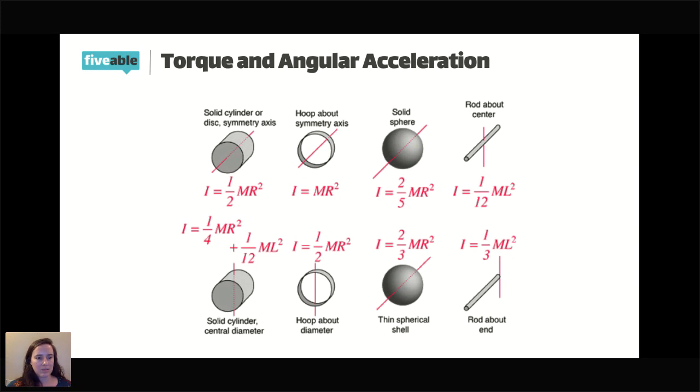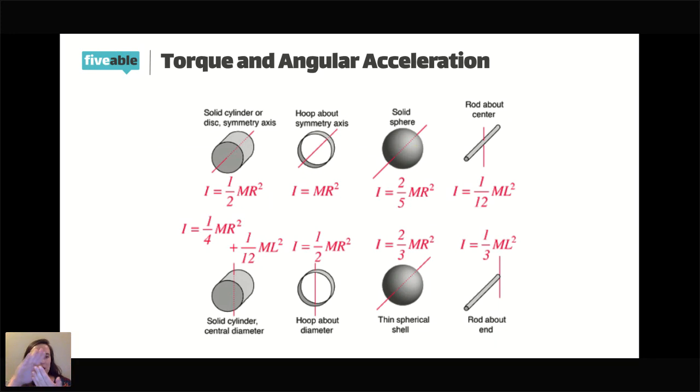So like we mentioned on the last slide, your hoop has a greater moment of inertia than your disk does for the same mass and radius. And that's because if the mass is further away from the point of rotation, it's going to be harder to get it to rotate. So the further away from the center the mass is, the higher your moment of inertia.